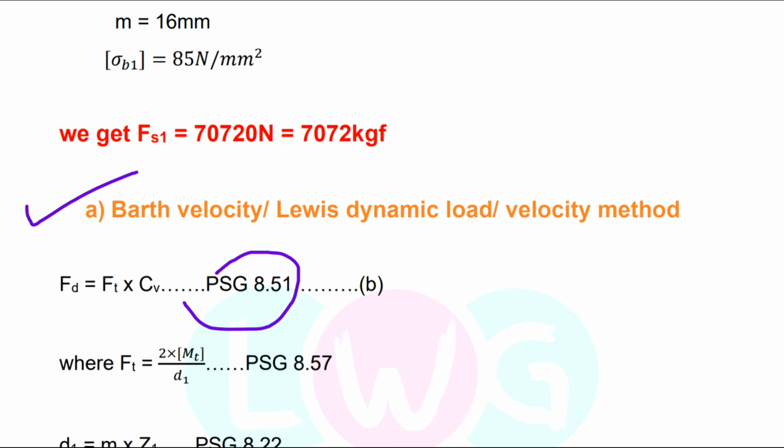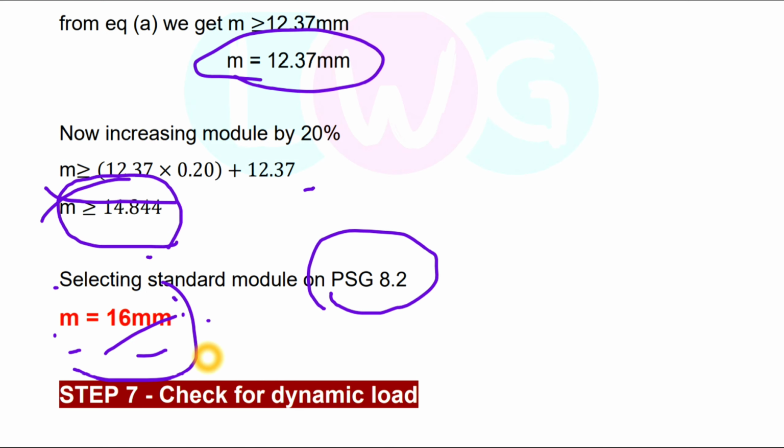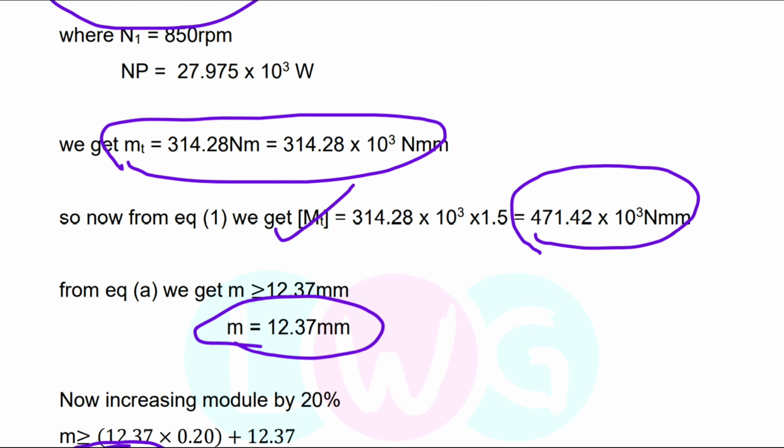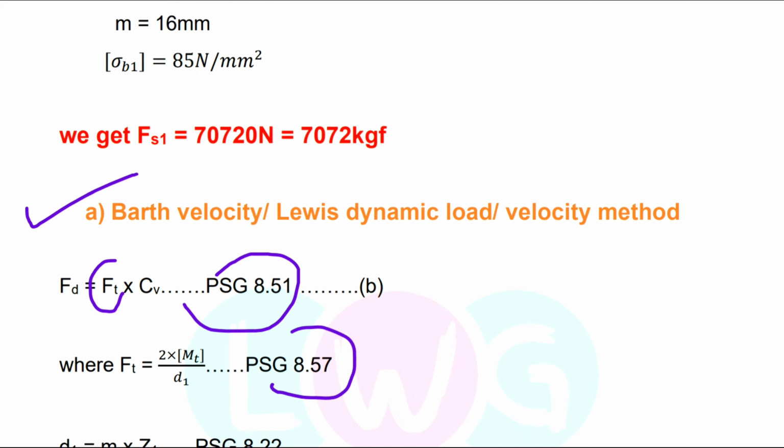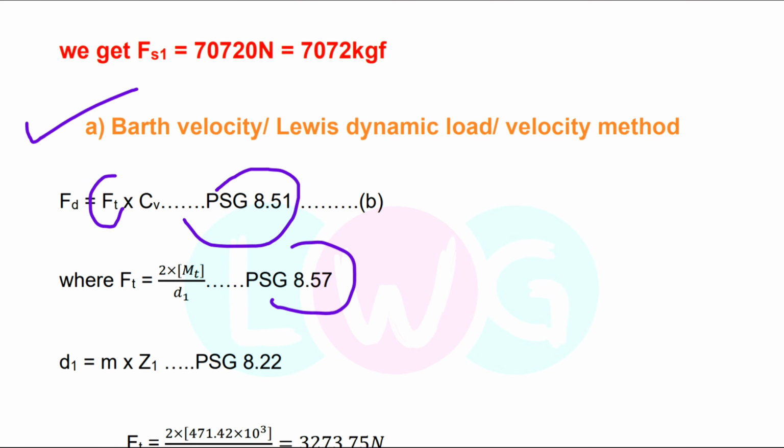Here Fd is equal to Ft into Cv. So to find this, first we will find Ft, where Ft is equal to 2 into mt upon d1. This formula you will get on PSG 8.57. As in this, mt is the twisting moment, which we already found above. Twisting moment mt is equal to 471.42. Okay, so putting this value here.